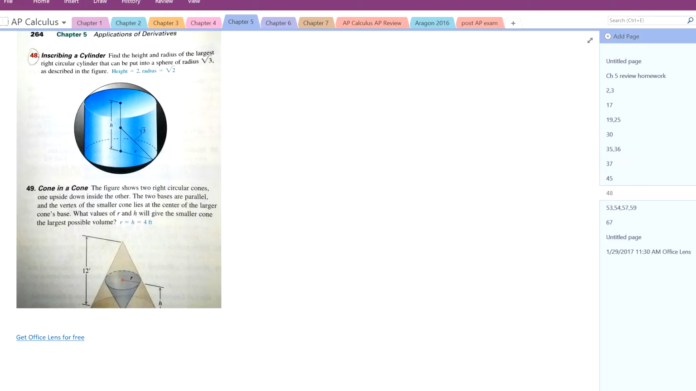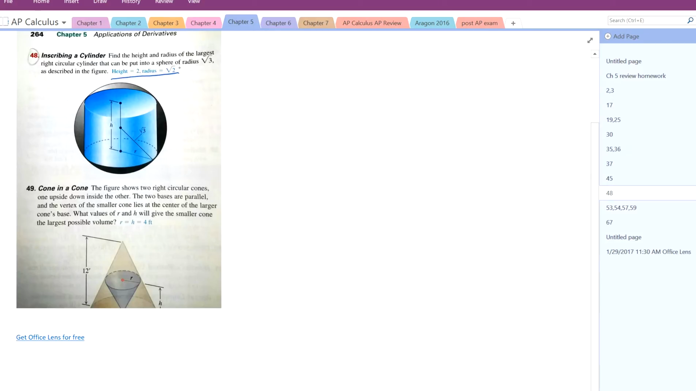Okay, inscribing a cylinder, we've got a sphere. We want to find the height and radius of the largest right circular cylinder that can be put into a sphere of radius square root of 3, described in the figure. Okay, there's the answer. So you're good to go, right?